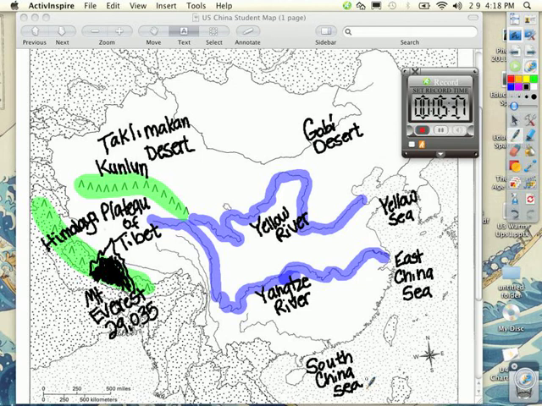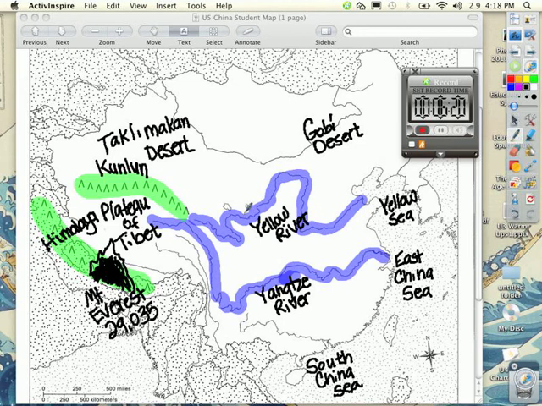So let's see, we should have 10 geographic features on here. We have the Himalaya, the Plateau of Tibet, the Kunlun, the Taklamakan Desert, the Gobi Desert, Yellow River, Yangtze River, South China Sea, East China Sea, and Yellow Sea. So it looks good. Make sure I'm not forgetting anything. I think I am forgetting something. Okay. So those are the most important geographic features in China that we're going to study right now.